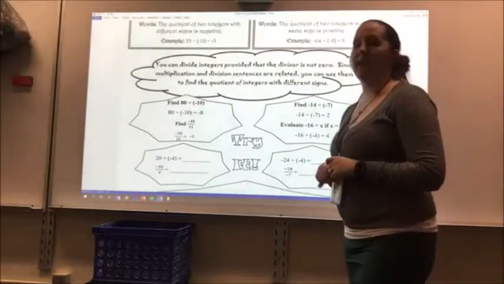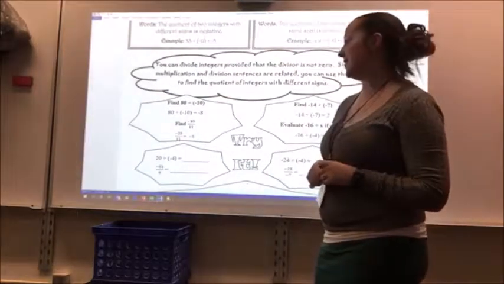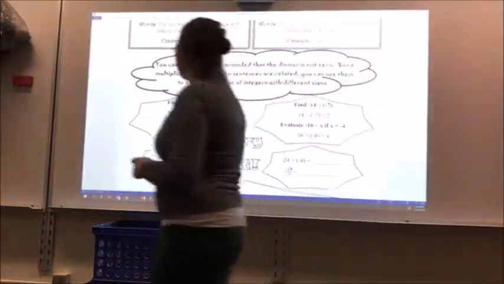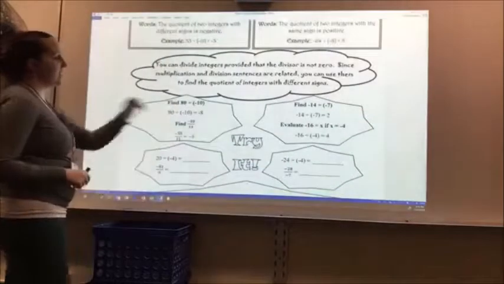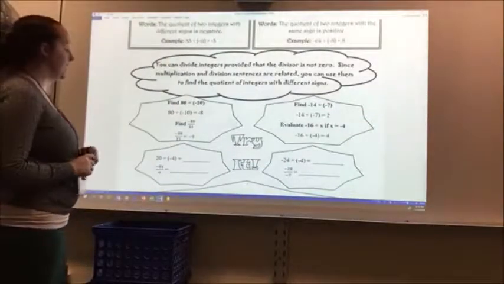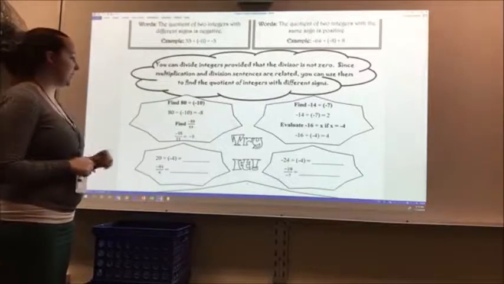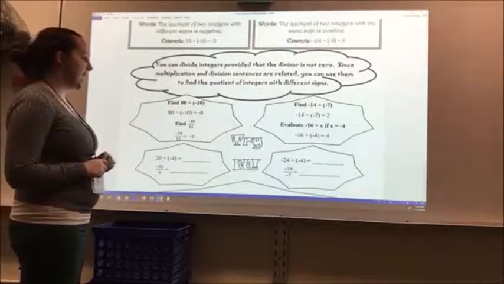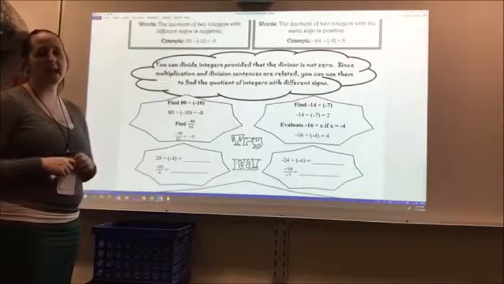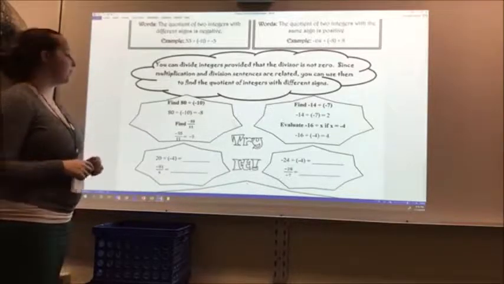The first example I have says find 80 divided by negative 10. So, 80 is positive, 10 is negative. So they're different signs, so my answer is going to be negative. 80 divided by 10 is 8, and it's a negative answer because I have one negative.